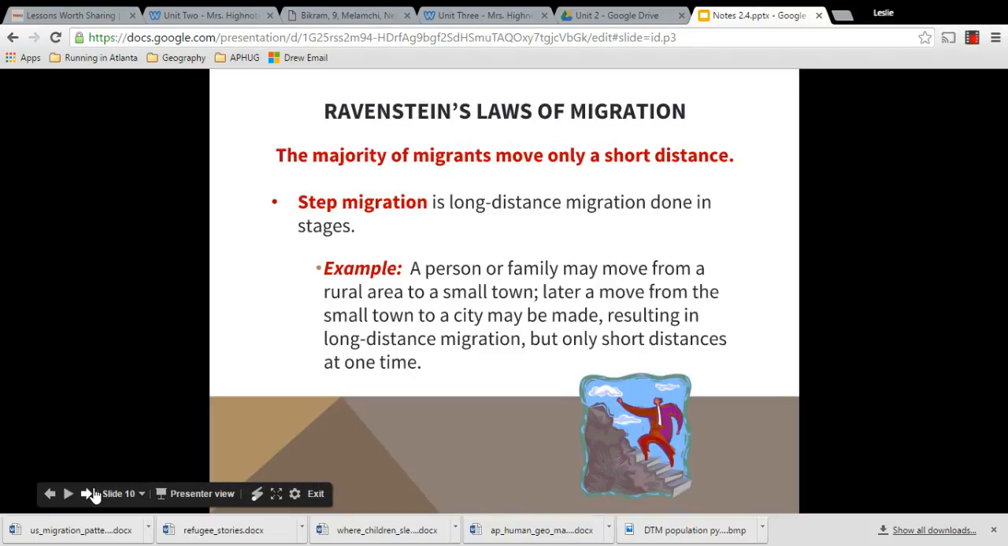Step migration also falls under the law that the majority of migrants only move a short distance. So step migration is a long-distance migration done in stages. So an example of step migration would be a person or family may move from a rural area to a small town and then later move from the small town to a city. And this results in a long distance migration, but only short distances at a time. So it's kind of like a long migration in baby steps.